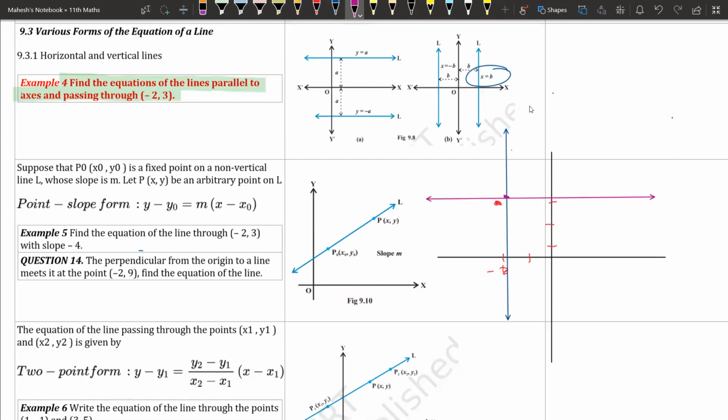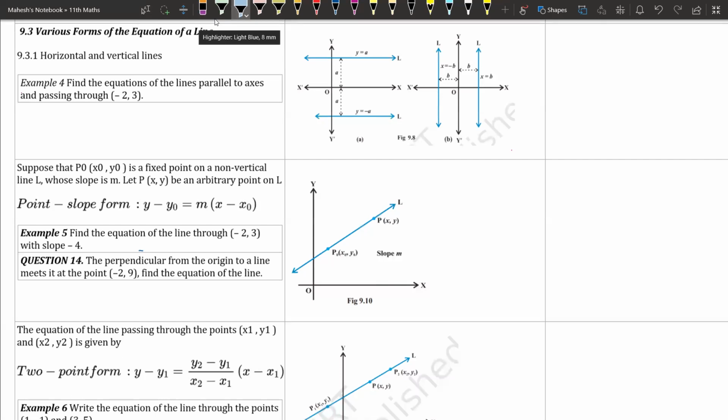Say these are passing through the point (-2, 3). In order to find the equation of the line which is parallel to the x-axis, it should be y equal to some constant, and here the y coordinate is 3, so y is equal to 3. Similarly, for the line which is parallel to the y-axis, it will be x equal to its x coordinate, that is -2. This is how we find the equation of a line which is parallel to the x and y axes.